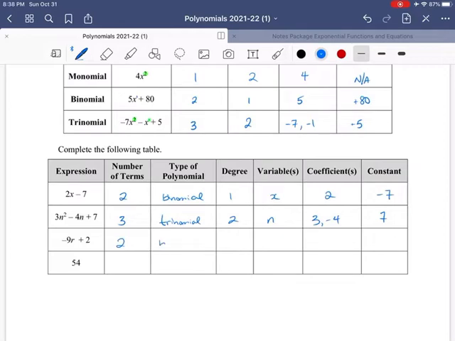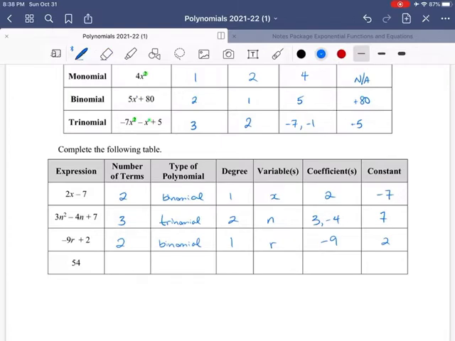All right, we got two terms. That means this is a binomial. The degree is 1. The variable is r. The coefficient is -9, and the constant is +2. Again, you don't need to tell me that it's positive. It's implied that it's positive.